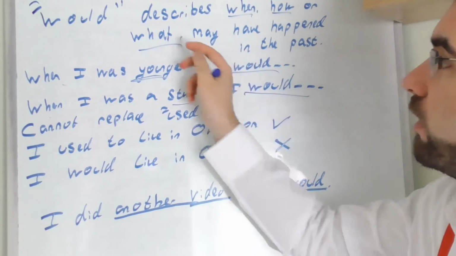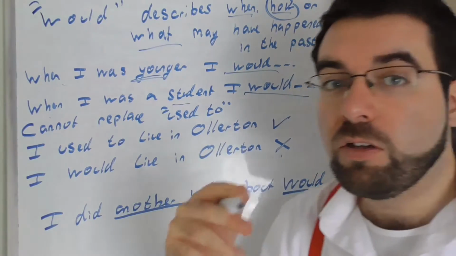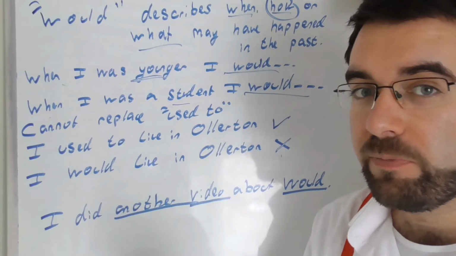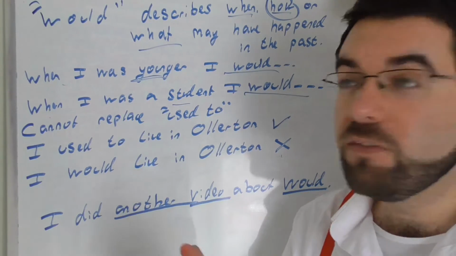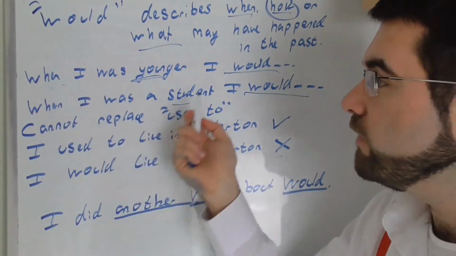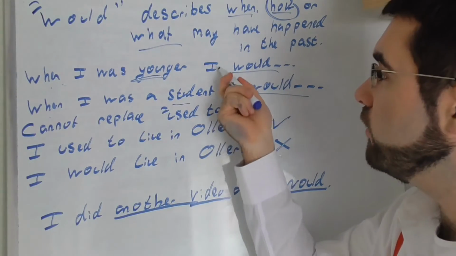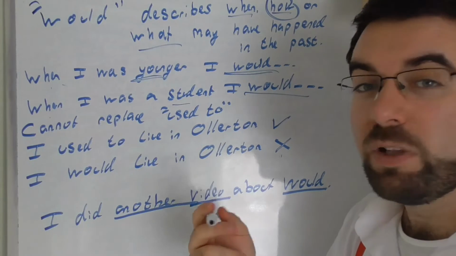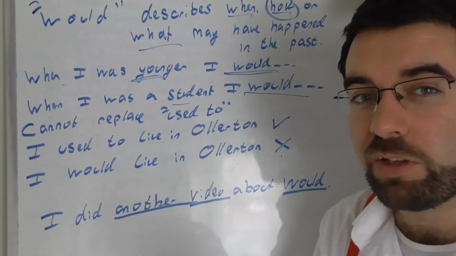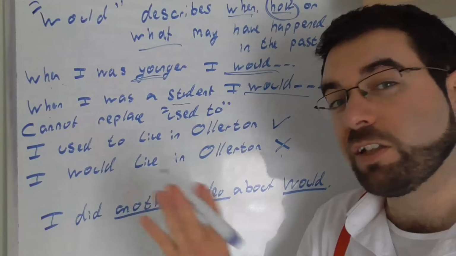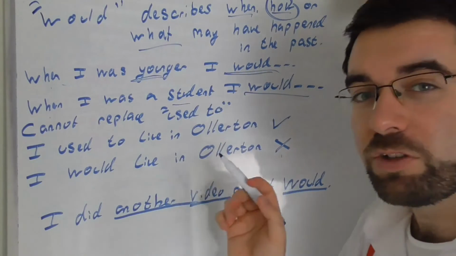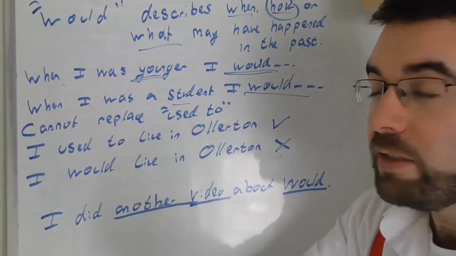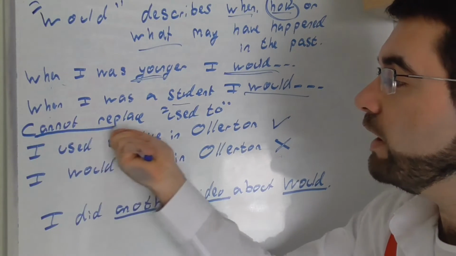It's how I would have done something, how I did it, when I used to do it. When I lived in Ollerton, I would have walked to school when I used to go to that specific primary school. But I don't go to that school anymore, so I would not walk to it. But then, bear in mind, you can't use it to replace used to.